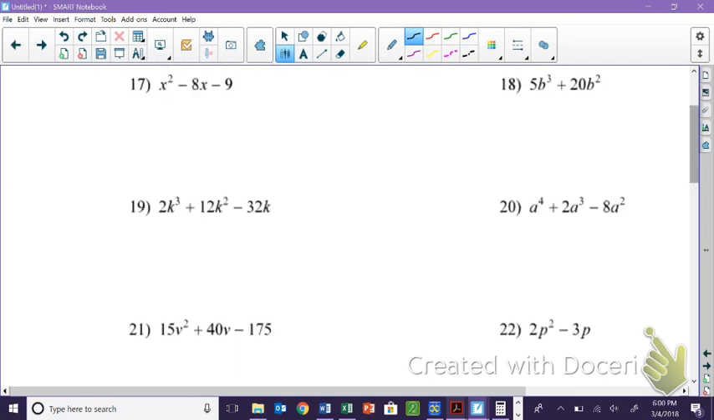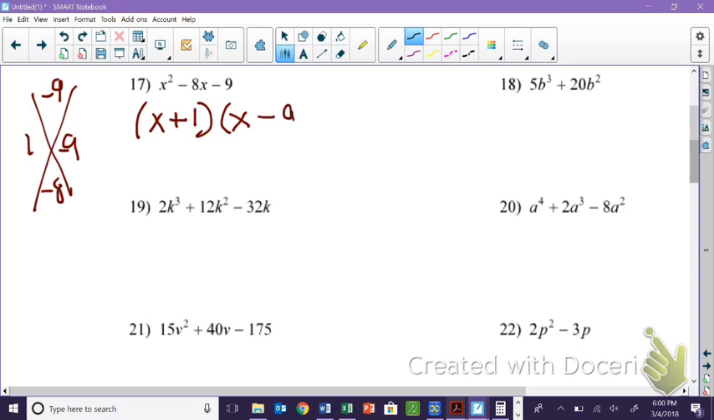And what two numbers of negative 9 will give you a negative 8? Negative 9, negative 8. Okay? Now, negative 8, negative 9, 1, and 9. Which one's positive? Which one's negative? Negative 9 is negative, because negative 9 plus 1 will give you negative 8. So x plus 1, x minus 9.